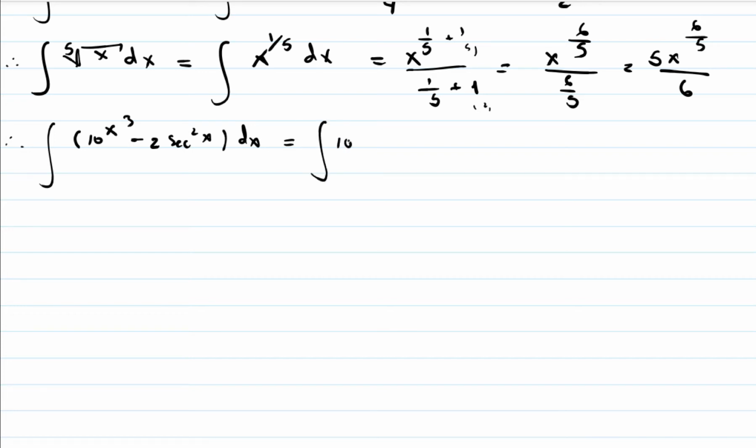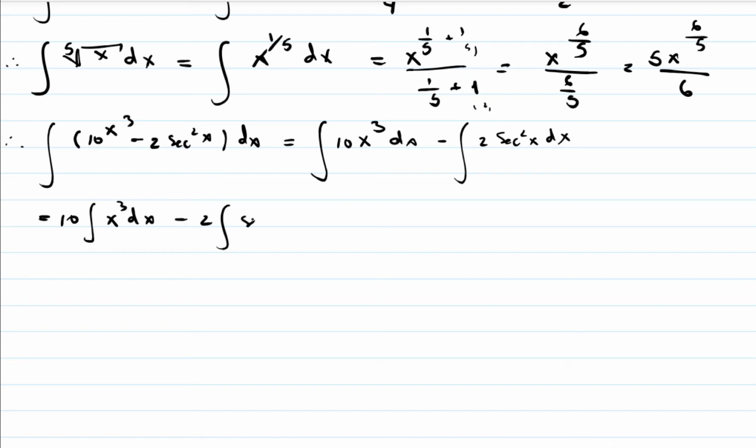We're going to have the first part, integral of 10x cubed dx, minus the second part, which is integral of 2 sec squared x dx. Now if you try to solve this, this 10 is a constant, so you take this 10, put it outside, and then you're going to have your x cubed dx. And here this 2 is a constant, so it comes outside. You're going to have here sec squared of x dx.